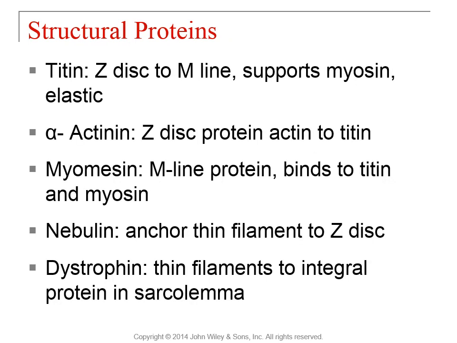Structural proteins, the two most important ones here, again, are titin, which basically anchors the myosin to the Z discs, and dystrophin. These are the thin filaments that are integral to the protein of the sarcolemma. The other three, alpha-actinin, myosin, and nebulin, basically help. Alpha-actinin binds the Z disc protein actin to titin, so it's a secondary protein to titin there. Myosin with the M-line protein binds titin to myosin. And nebulin, of course, will anchor the thin filaments to the Z disc. But again, titin and dystrophin are the two most important proteins on this particular slide.